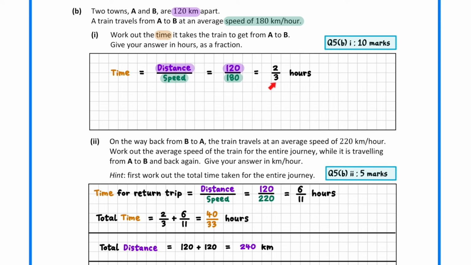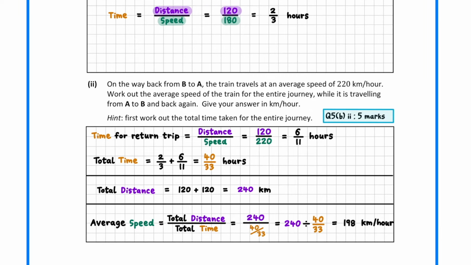Simplifying the fraction gives us an answer of 2/3 hours. In part 2, we are told that the train makes a return trip at an average speed of 220 km per hour. We must find the average speed for the whole journey. To begin, we should find the time taken for the return trip.